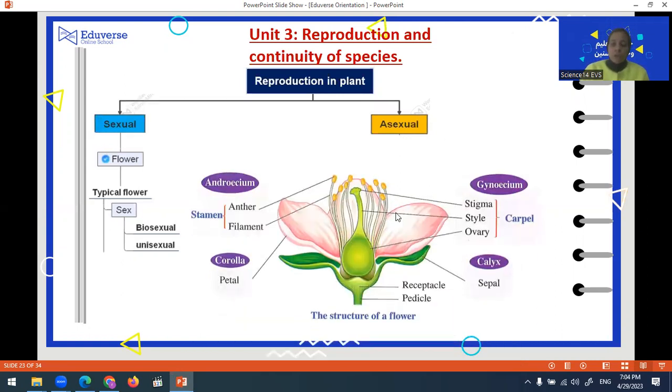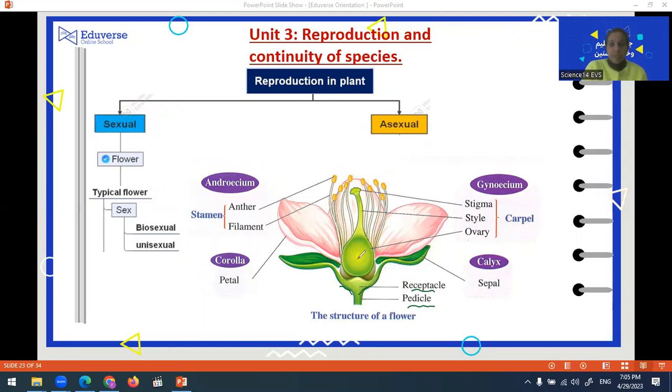Let's take a look at the structure of a typical flower. For example, here we can start with the thin part, which we call the pedicle. Here is the pedicle, and here is the swollen part above the pedicle. We call it the receptacle. And then we can find the first whorl, the first layer.